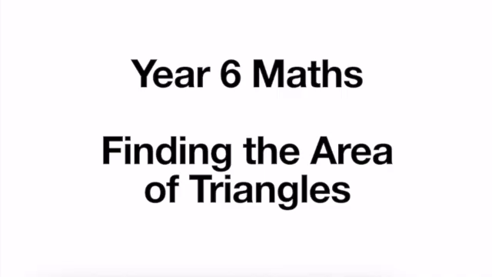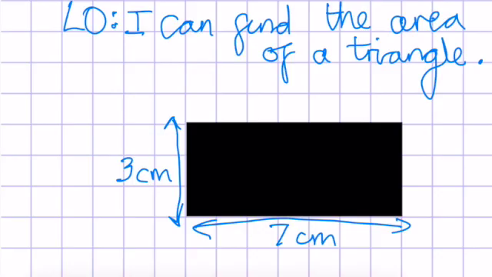Year 6 Maths, finding the area of triangles. So, the LO today is I can find the area of a triangle. Now, in the last lesson, we looked at how to find the area of a rectangle. And you can see a picture of a rectangle there. The length is 7 centimetres and the width is 3 centimetres.